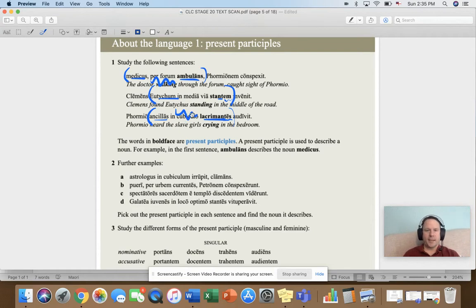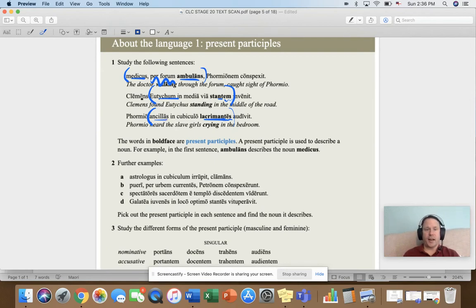All right. Incidentally, I know that lacrimantes describes ancillas because it's got this plural nominative or accusative ending. So think of a third declension noun like infantes or mercatores, montes. This has got this nominative or accusative plural ending here, es, and so we know that the word it's describing is plural. So we know it can't be Formio crying. It's got to be these slave girls that are crying, and of course that's accusative plural.